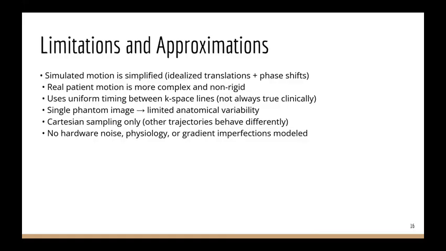We also use a single phantom image, so our images don't capture anatomical diversity. Our simulation is limited to Cartesian sampling, whereas clinical scans may use radial, PROPELLER, or spiral trajectories that respond differently to motion. Finally, the simulation does not include hardware noise, physiological fluctuations, or gradient imperfections, all of which contribute to real MRI artifacts. So, while our results demonstrate the core mechanisms of motion ghosting, they represent a simplified version of what occurs in practice. Next slide, please.